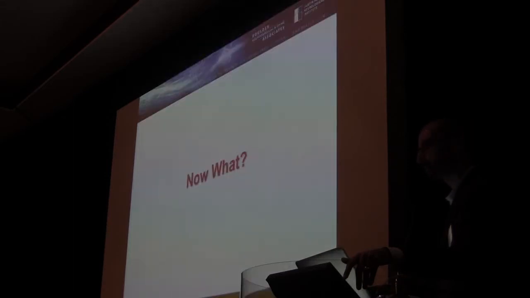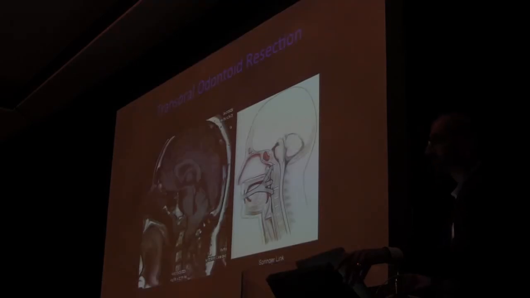So now what do you want to do? Well, you don't have a lot of options. You can't go back in from the back. What he needs is a transoral resection. You're going to have to go through the mouth and you have to take that piece out. Okay? And so we did an odontoid resection of the patient.